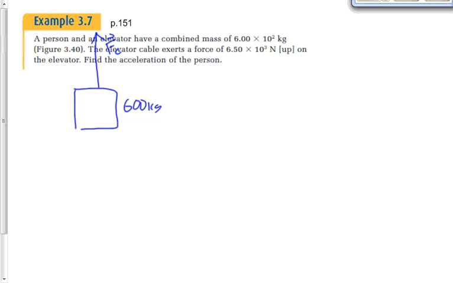Let's label what this value is, actually. 6.50 times 10 to the 3. We do have a force of gravity here. It's acting down. I want you to yell stop when my force of gravity is the proper length, or at least approximately the proper length.